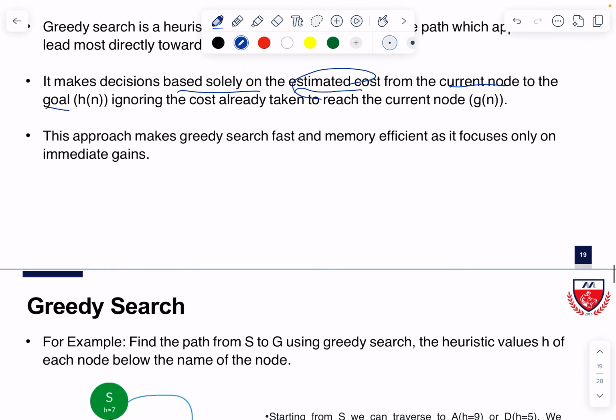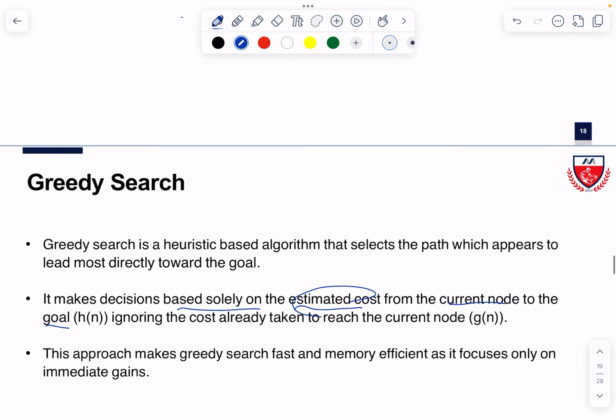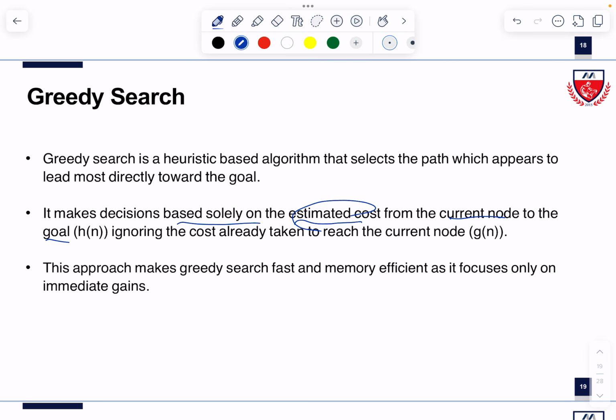Let's take a look at the definition of greedy search. Again, for informed search algorithms, we have greedy search and we have A star. Greedy search is a heuristic-based algorithm that selects the path which appears to lead most directly toward the goal. So its decisions are based solely on the estimated cost from the current node to the goal. So it will ignore the cost already taken to reach the current node. I will explain later how that happens in a real life scenario. This approach makes greedy search fast and memory efficient as it only focuses on immediate gains.